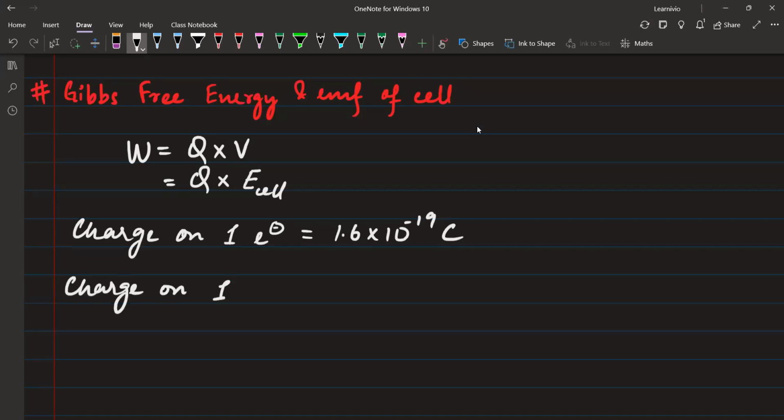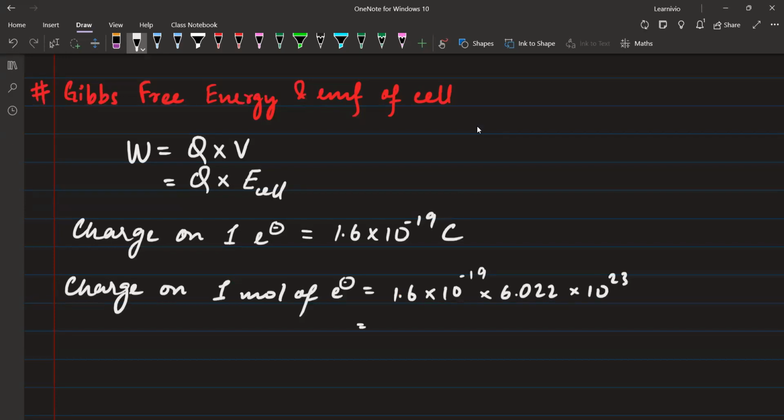we will calculate the charge on 1 mole of electron, which will be equal to 1.6 into 10 to the power minus 19 multiplied by 6.022 into 10 to the power 23. And when you calculate this complete value, this comes approximately equal to 96500 coulombs. And this whole value of 96500 coulomb is equal to 1 Faraday.